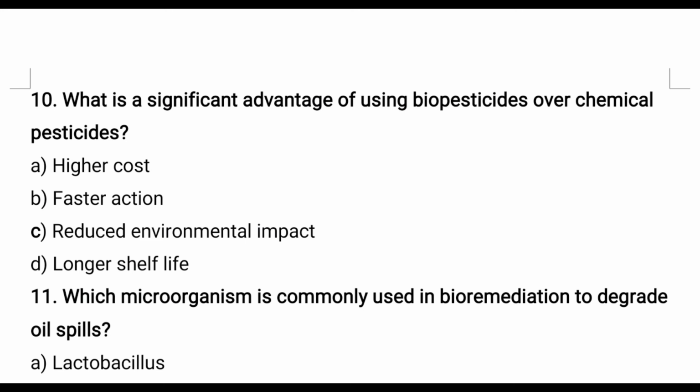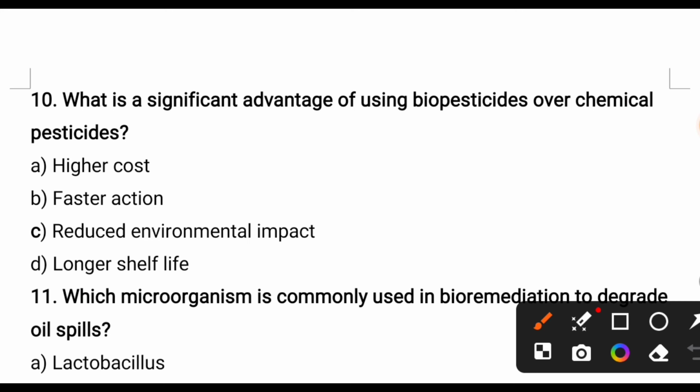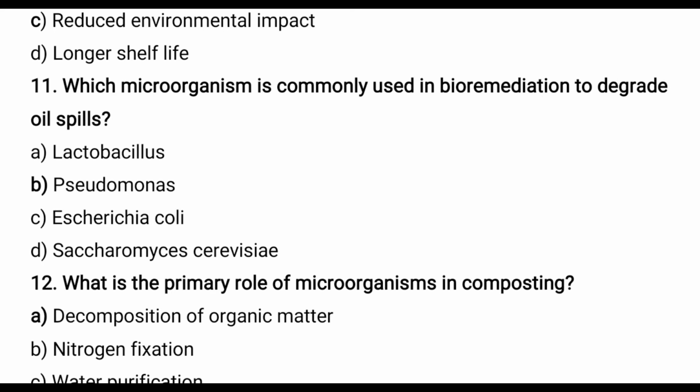What is the significant advantage of using biopesticides over chemical pesticides? Options are higher cost, faster action, reduced environmental impact, longer shelf life. Okay, so when you use biopesticides, they reduce the environmental impact. Okay, let's see the next question.